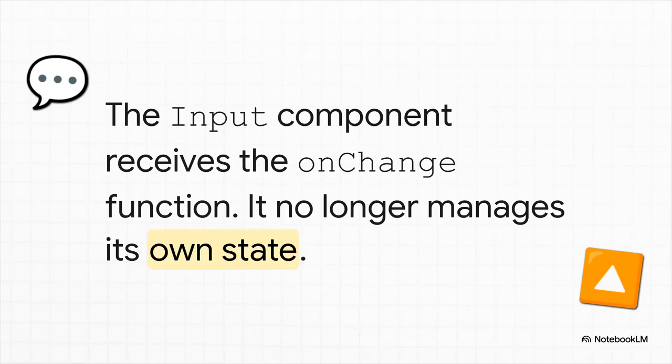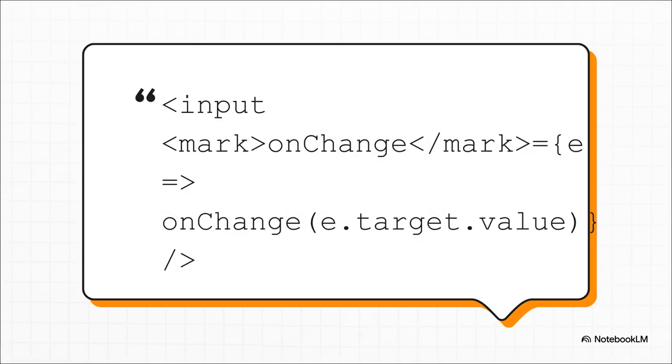Let's zoom in on the input component for a second. Its life just got way simpler. It doesn't manage any state itself anymore. Its one and only job is to tell the parent when something changes. And this is how it does it. When the user types in the input box, it just calls that onChange function it received as a prop, passing the new text up. It's like a messenger. It runs up to its boss, the parent, and says, hey, here's the new info. It doesn't know or care what the parent does with it. It just reports the change.